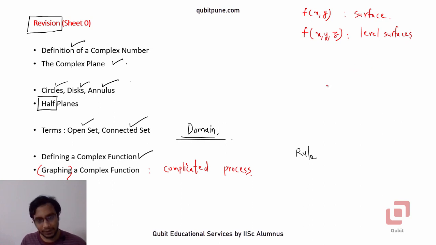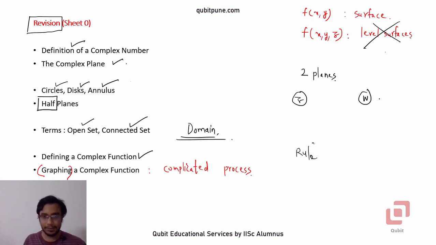But as far as complex functions are concerned, we won't be doing anything of that sort. We will not talk about level surfaces, so to speak, but in fact we will make use of two different planes. The first plane is what we call the Z plane, which is the input plane, and the other one is what we call the W plane, the output plane. So this is what we will do in the first session.